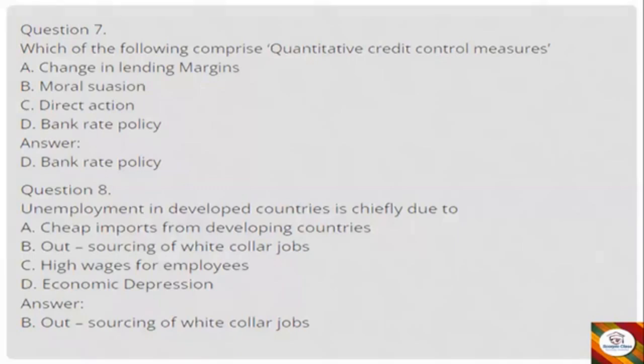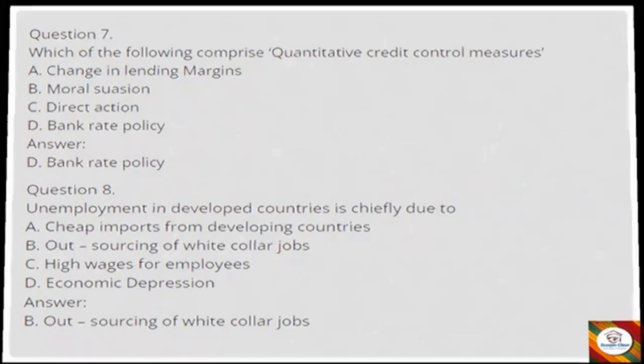Unemployment in developed countries is chiefly due to A. Cheap imports from developing countries. B. Outsourcing of white collar jobs. C. High wages for employees. Or D. Economic depression. Answer is option B. Outsourcing of white collar jobs.